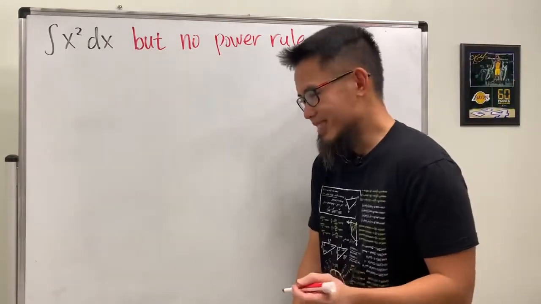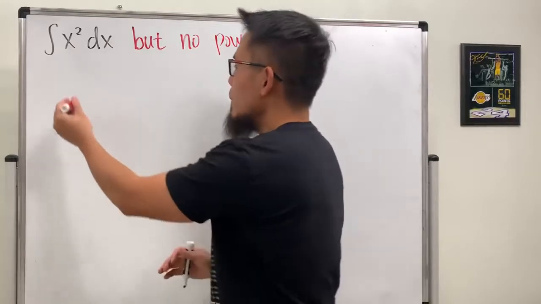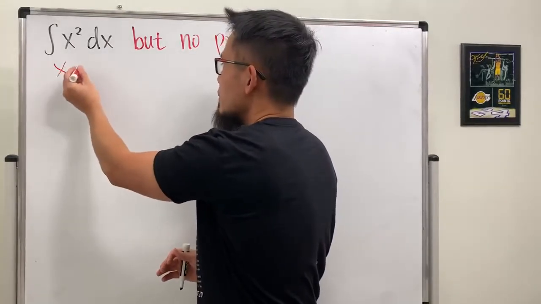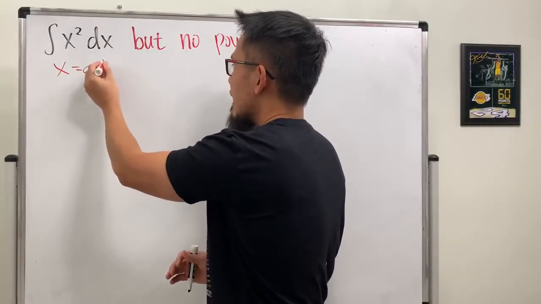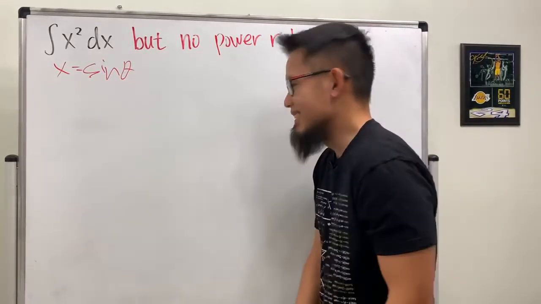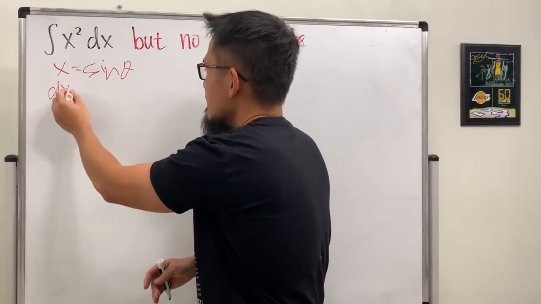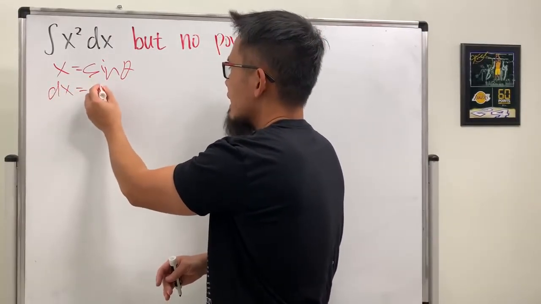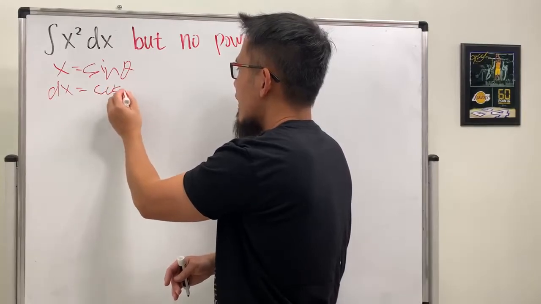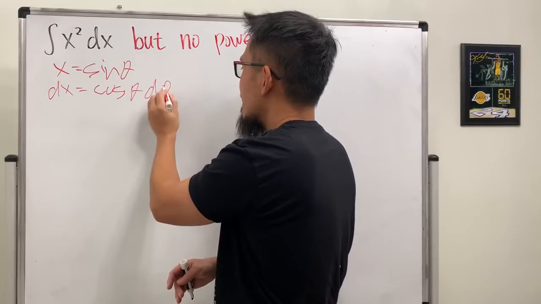So here we go. So to integrate x squared without the power rule, well, what we can do is we can let x equal to sine theta. Okay, this is so bad now, I know. But I will continue. Well, let's go ahead and do our usual business. dx is equal to the derivative of sine, which is cosine theta d theta. Alright?